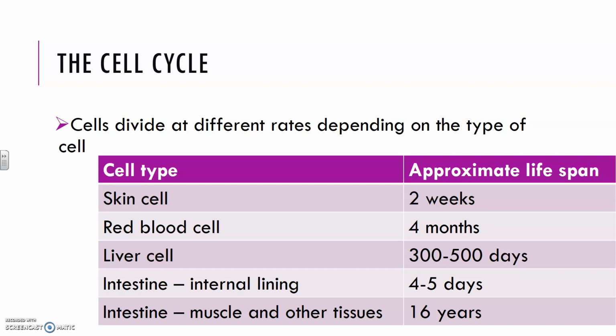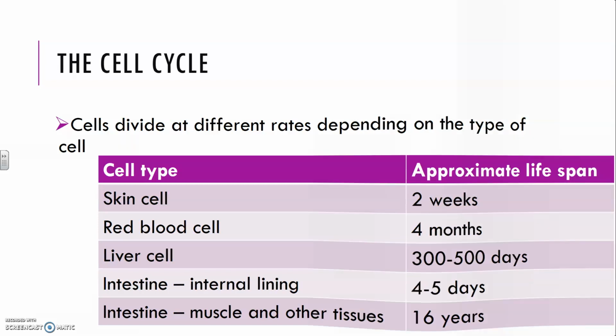Then you've got red blood cells, liver cells, and then at the bottom you've got the intestines, the muscle, and other tissues. So on the other side of the internal lining, that takes about 16 years before they replicate. So those obviously don't get damaged much, and they have a relatively slow rate of growth, simply because you wouldn't want them to grow constantly for 16 years. It would end up being massive. And cells have an upper limit of how big they can be.